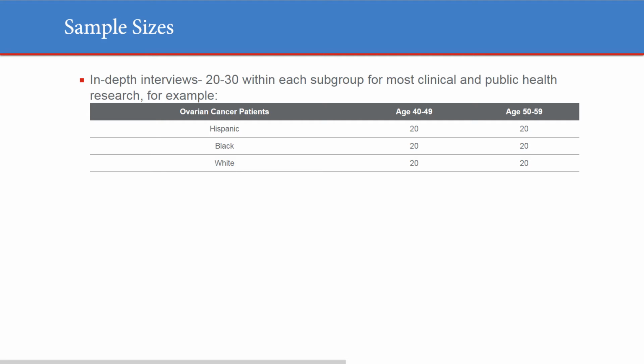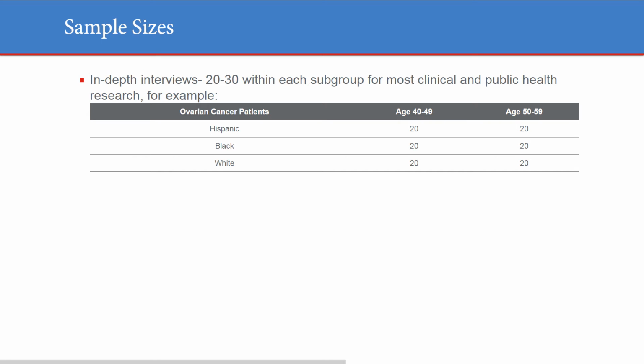Or you might want to divide the group into ethnic components. So in this situation, we're talking Hispanic, Black, and white, and saying that you want to do 20 interviews with women who are between the ages of 40 to 49, who are Hispanic, another 20 with African American, another 20 with white. And then in the age group of 50 to 60, you would be doing, again, 20, 20, 20. Or 20 to 30.